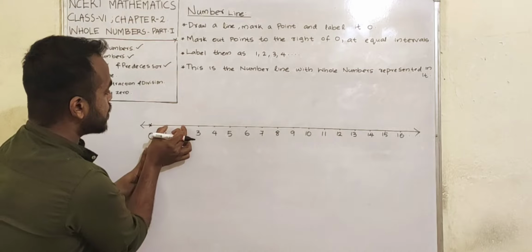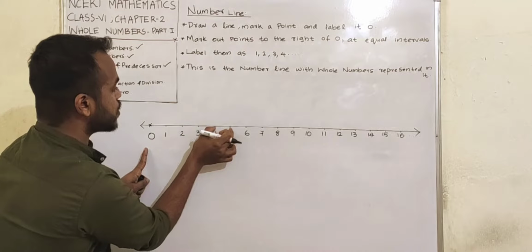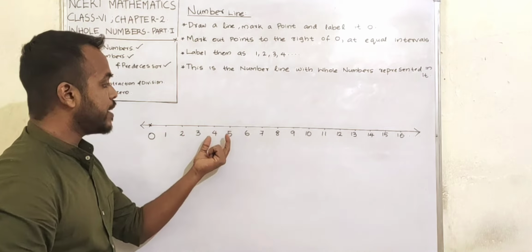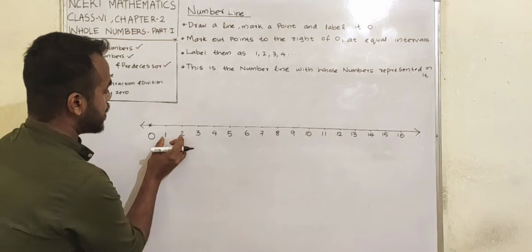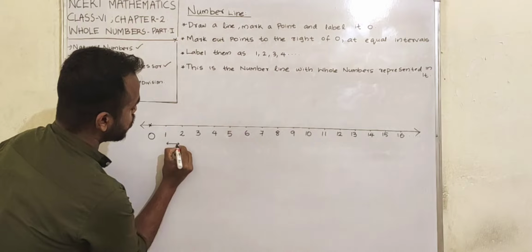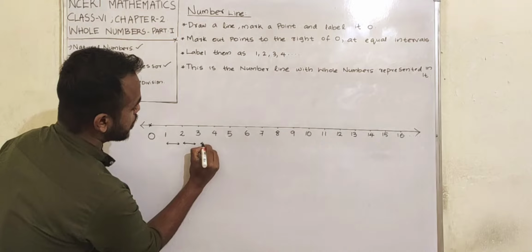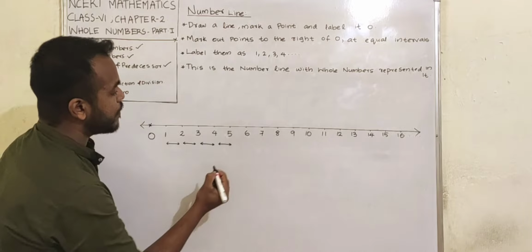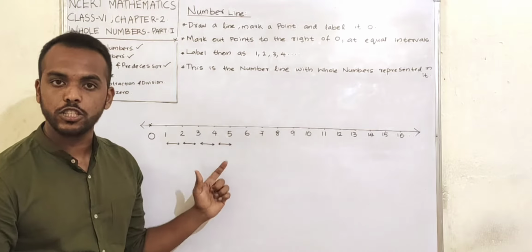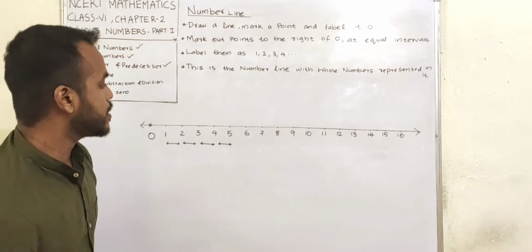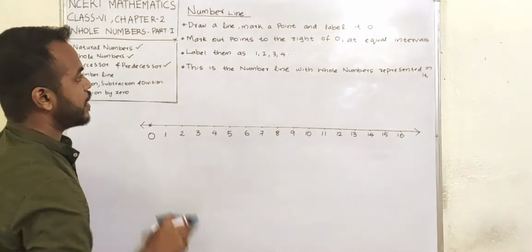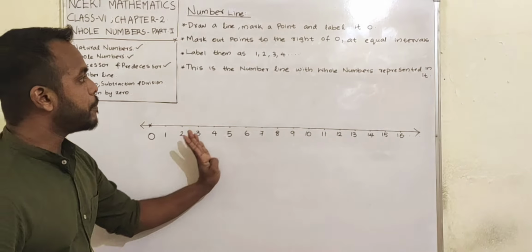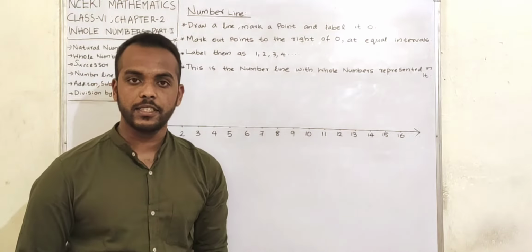So this distance, and all the distances between consecutive pairs of numbers, should be the same. That is the distance between these two, and these two, and these two. So whichever numbers come together, the distance between them should always be the same. And this is how a number line is drawn. And this is a number line with whole numbers represented on it.